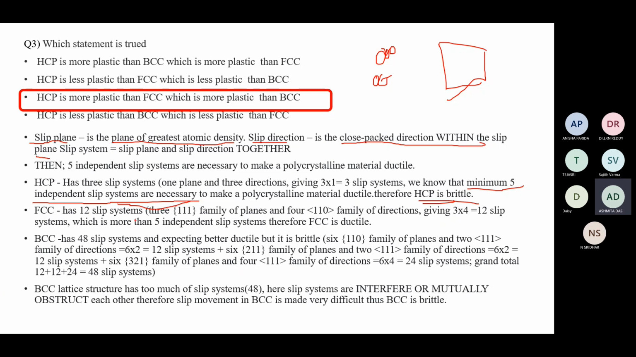Now moving to the FCC. FCC has 12 slip systems. So one family of planes and one family of directions. So 3 into 4: 3 planes and 4 directions. If we consider the total number of slip systems, it's 12. So do you understand why 12 slip systems come?